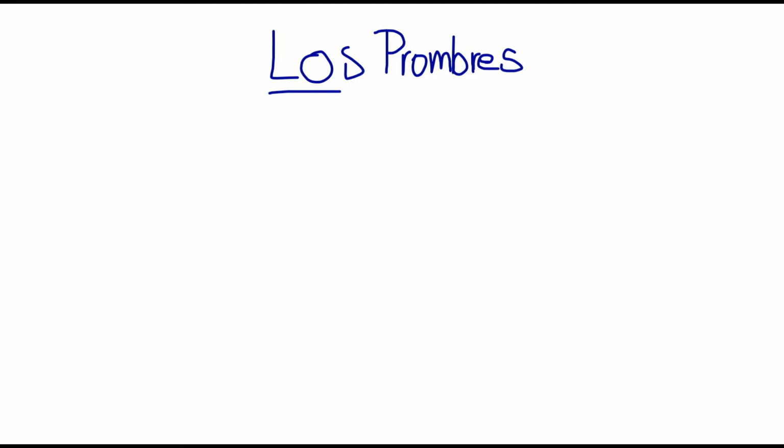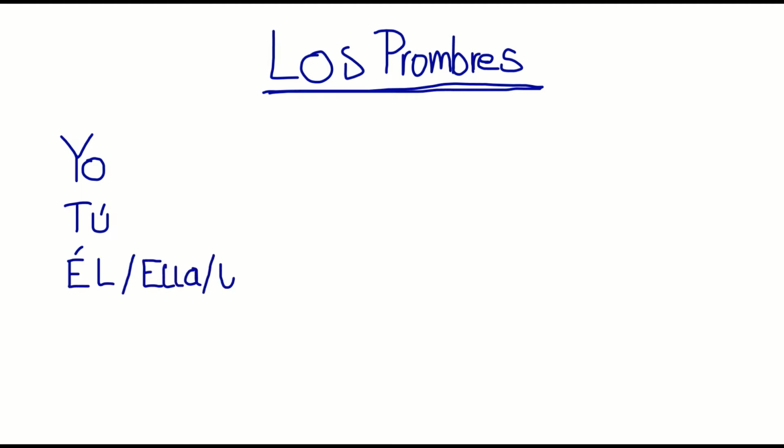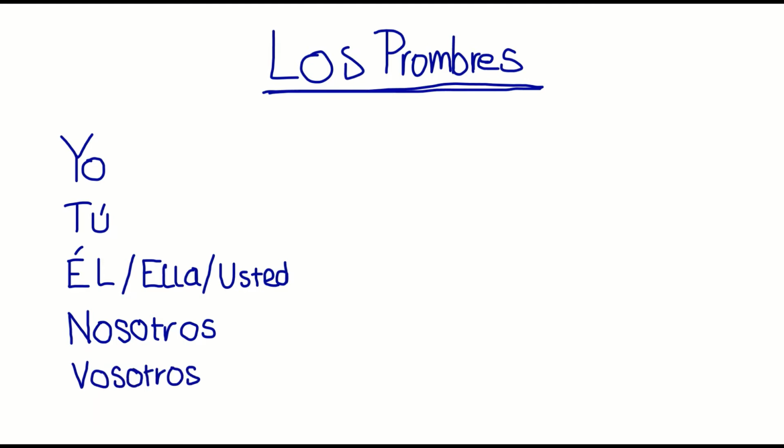Okay, so the pronouns are called in Spanish pronombres. Los pronombres. Vamos a ver cuáles son los pronombres. We're going to see which are the pronouns that we have. Right. So the first one we have is yo, tú, él, ella, usted is the third person singular. Nosotros, vosotros, ellos, ellas, ustedes.